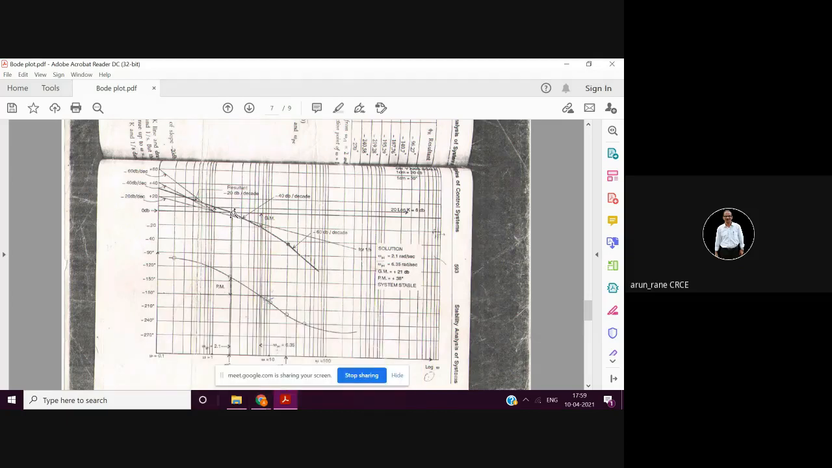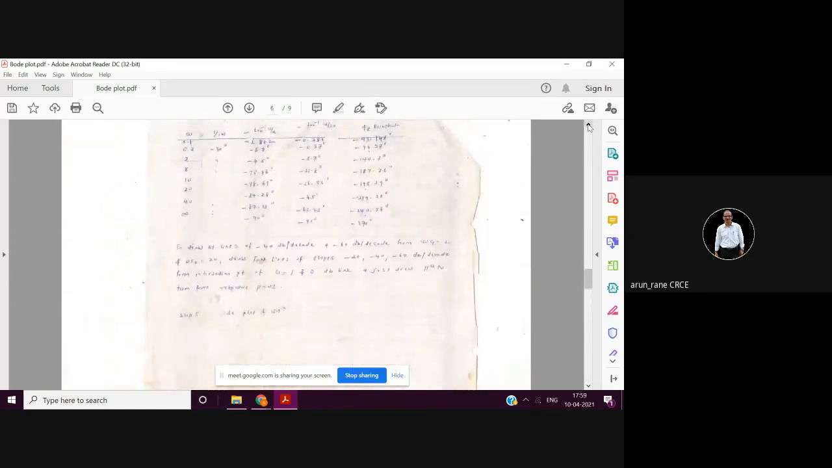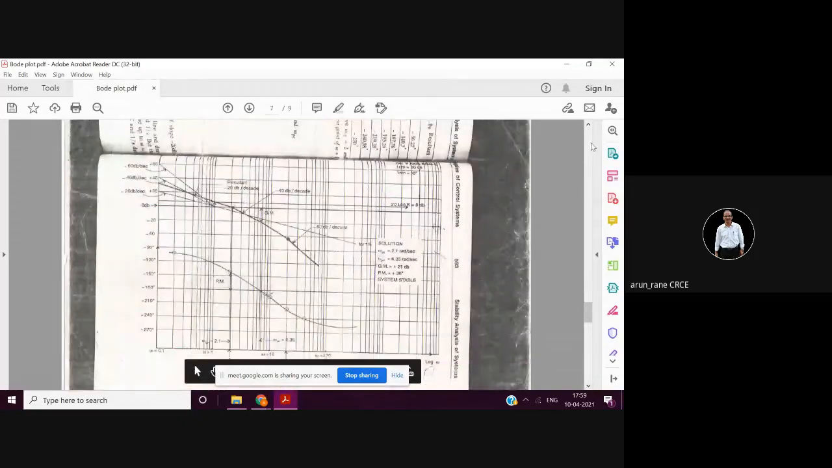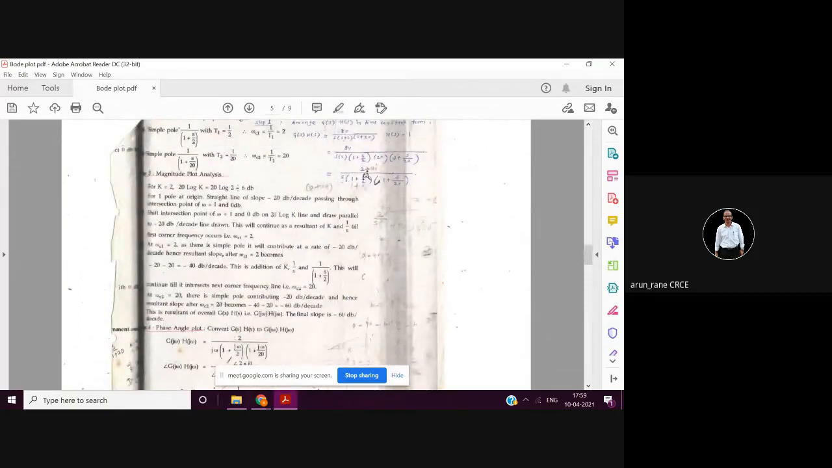Now from this point you have to draw a line which is parallel to 40 decibel, because now we have to consider the effect of 1 plus s by 2 and 1 plus s by 20. We have to consider this effect and this effect. So this conforms to 20 decibel, this conforms to 40 decibel per decade, and this conforms to 60 decibels per decade.